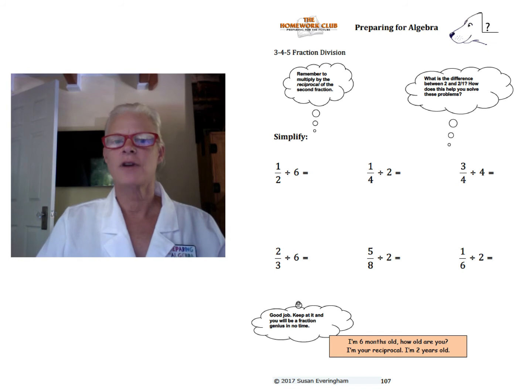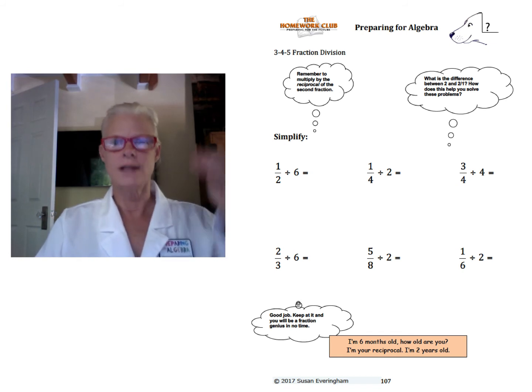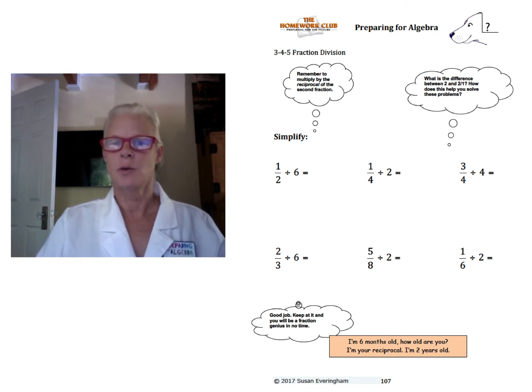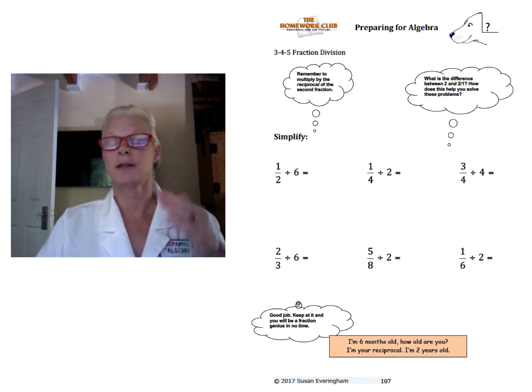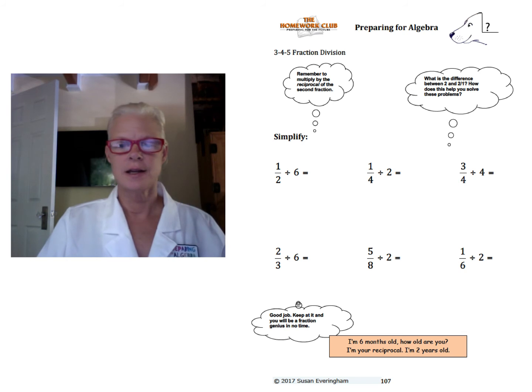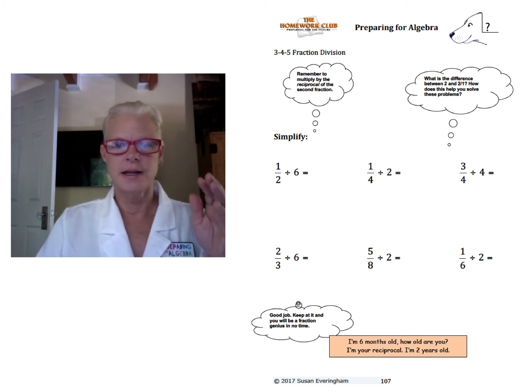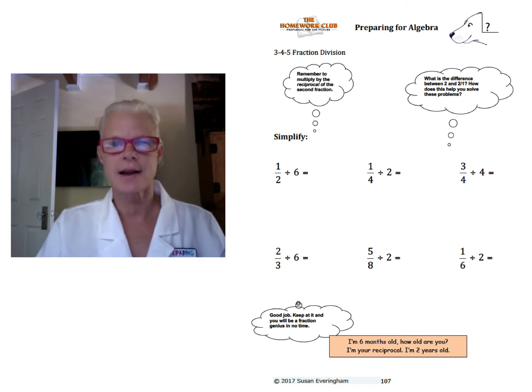So 1/2 times the opposite, 1/6, equals 1 times 1, and 2 times 6, 1/12, right? And all these problems are exactly the same. Just solve them exactly the same way, okay? Go on, and we'll move on to page 108.